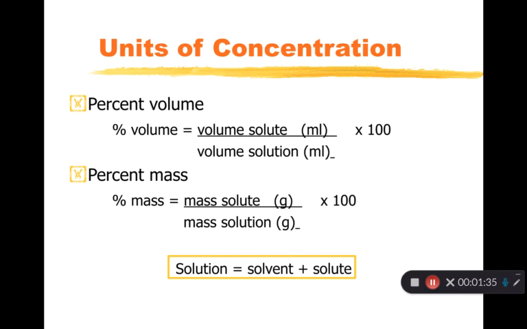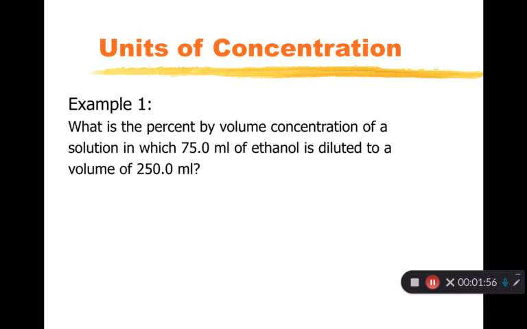Oftentimes the density of the solution is 1 or close to 1. So these two, percent volume, percent mass, will give you the same result because the volume of the solution and the mass of the solution are often the same. So 1 milliliter of the solution is often 1 gram of the solution. This is especially true with dilute solutions.